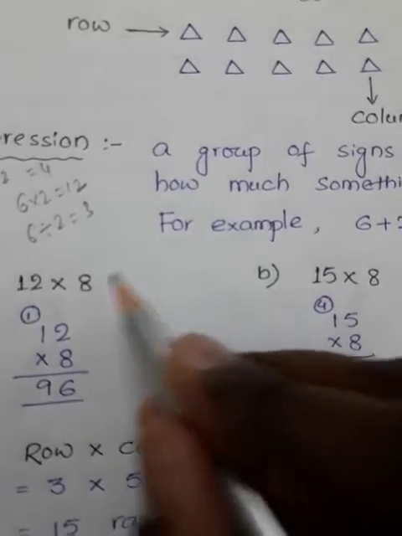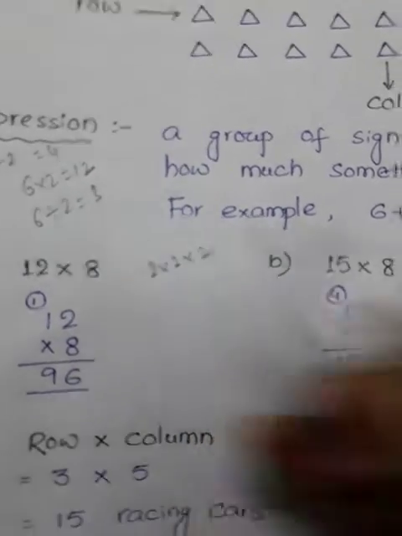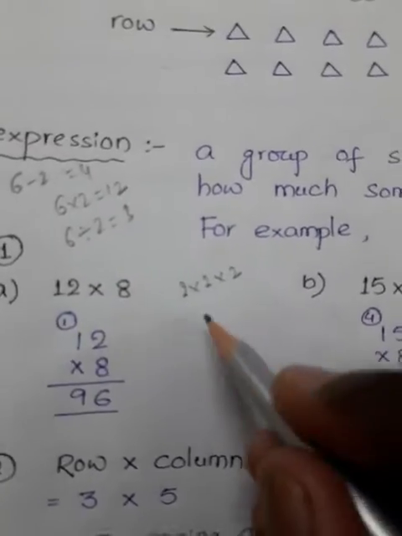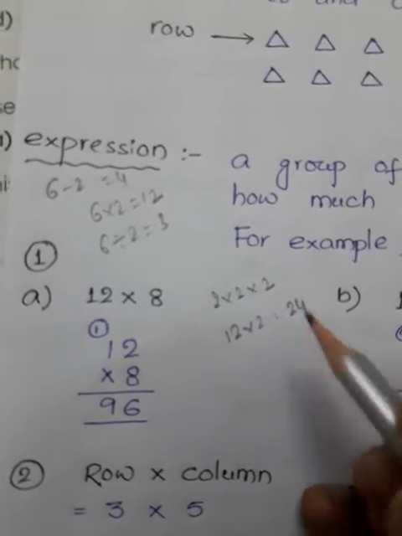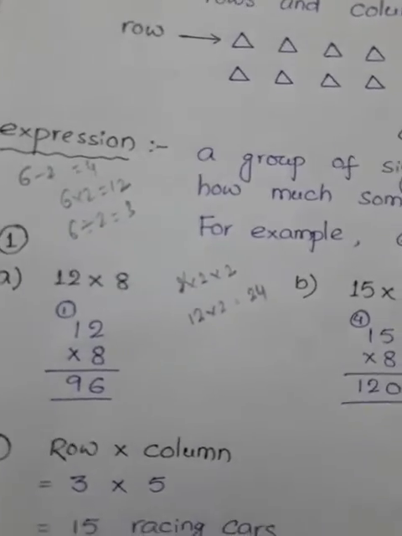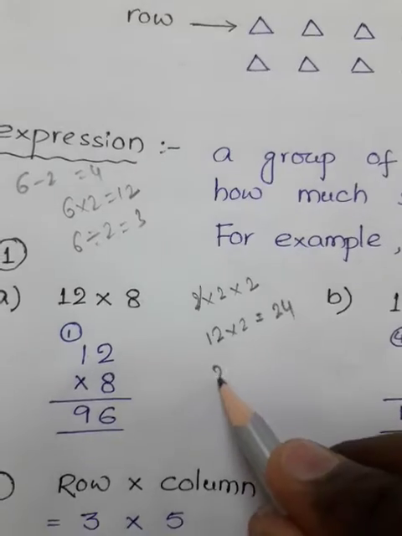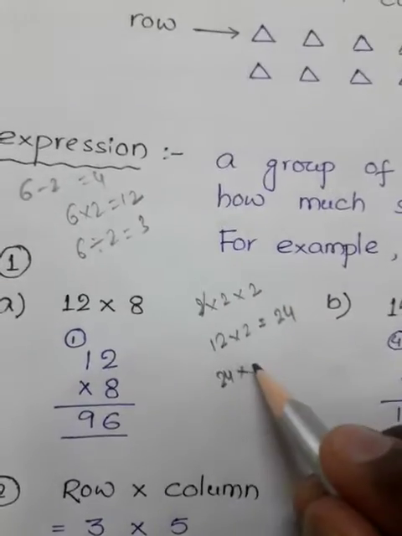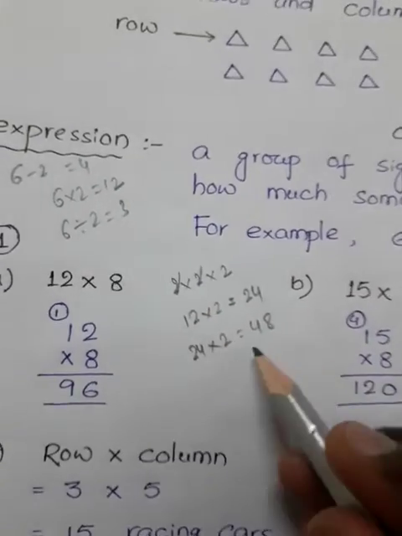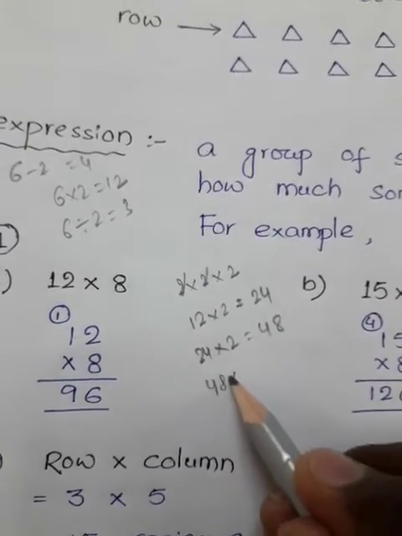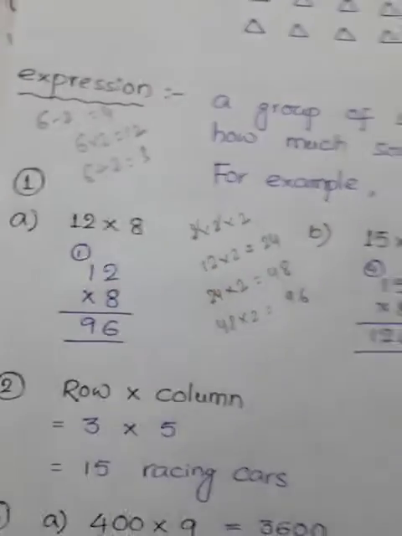Suppose this 8, I can write it as 2 multiplied by 2 multiplied by 2, right? That means double every time. So if I double 12, what is double of 12? 24. That means one time done, right? If I want to double again, because multiply by 2 means double, 24 times 2 is how much? 48. One more time. Again 48 multiplied by 2 is 96. Look here, the same answer. That means every time double the answer.